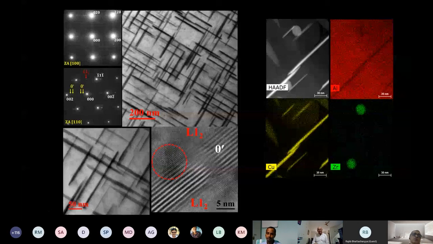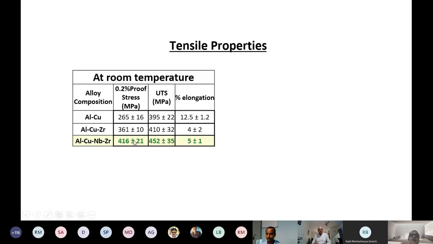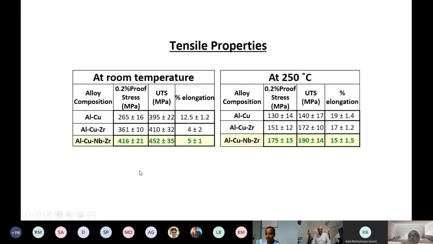We look at the tensile properties. For room temperature properties, with the addition of niobium, strength increases: 416 versus 361 without niobium. High temperature, same story: 175 megapascal with niobium at 250 degrees compared to 151 megapascal without niobium.